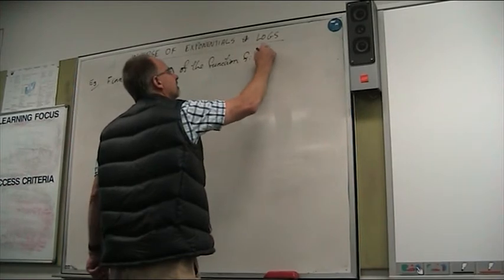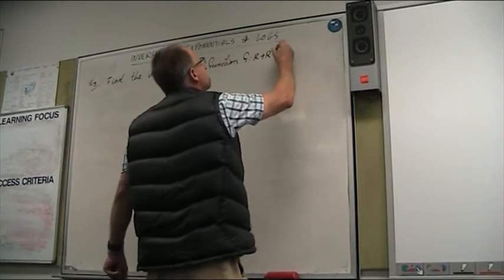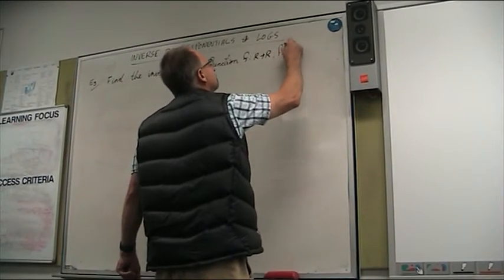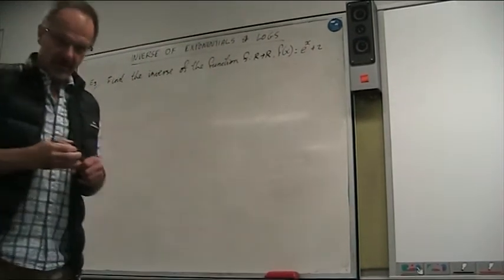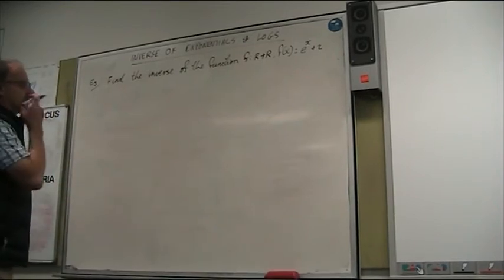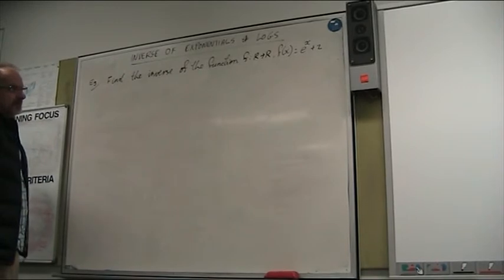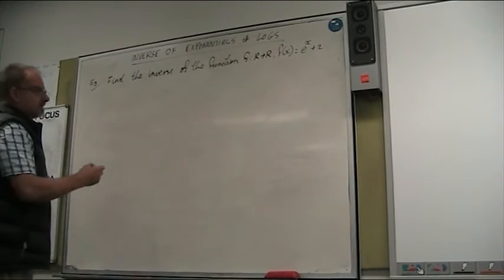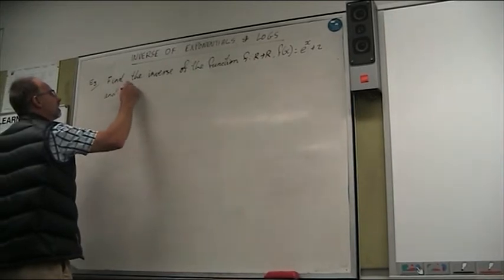So written in function notation, you get that. It's a function f, the domain is the real numbers, the codomain is also the real numbers. The function is e to the x plus 2. So we're going to find the inverse of that and state the domain and range of the inverse.